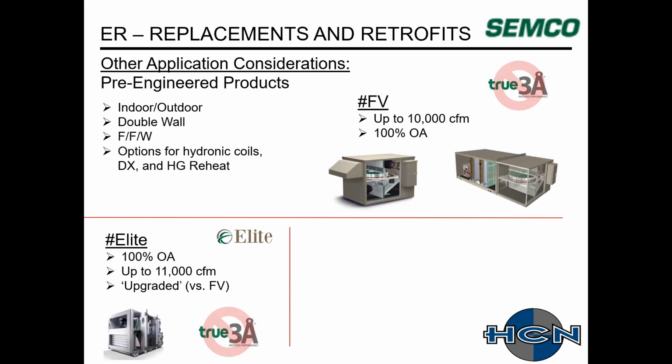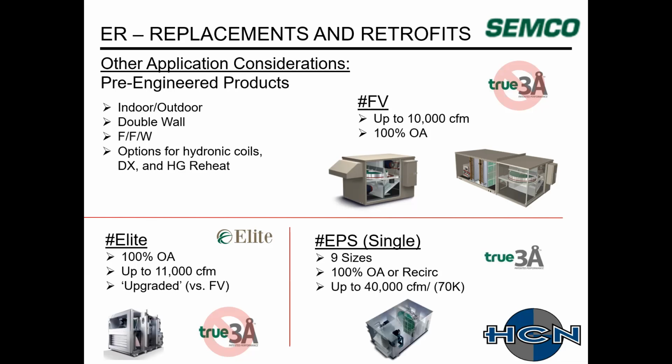Next, going up as an upgrade with a little bit thicker cabinet, a little bit heavier fans and coils and stuff like that, they have the Elite. Once again, just want to point out that the True 3A, because of the size, is not available. Next, they have their EPS, which is a single wheel product. This one you can get the True 3A. It has 9 pre-engineered sizes available. It's available for 100% outside air recirculation.